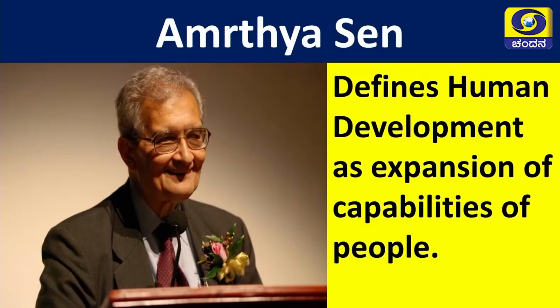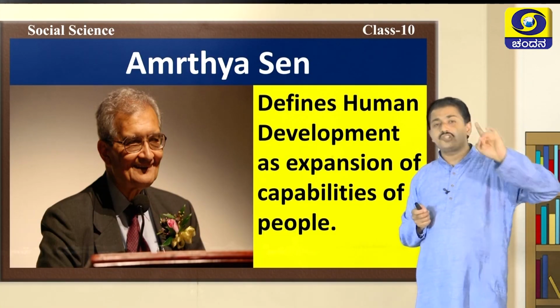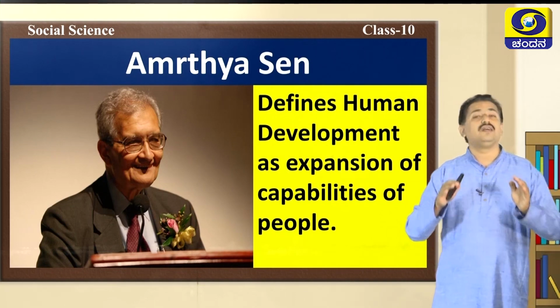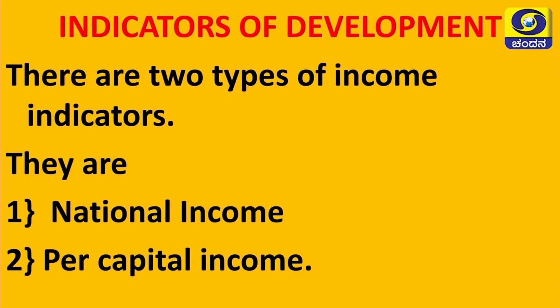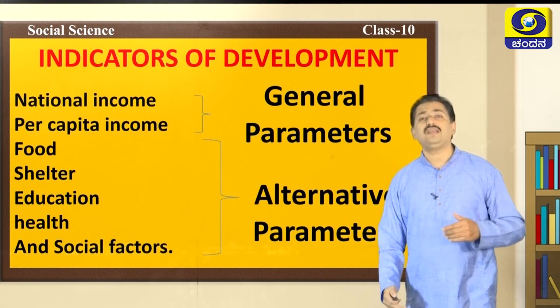Dear students, now let us see what is human development. In the words of Amartya Sen, a famous economist and Nobel laureate, human development is defined like this: it is an expansion of the capabilities of people. The process of expanding the capacity of production of people is nothing but economic development. There are two types of income indicators. One is national income, the other one is per capita income.